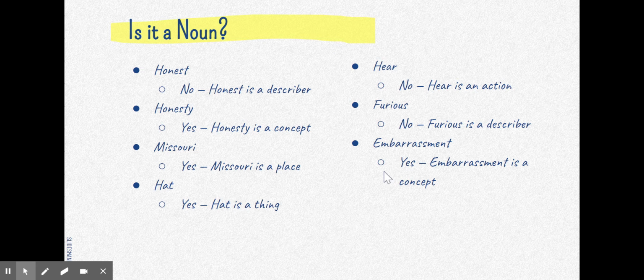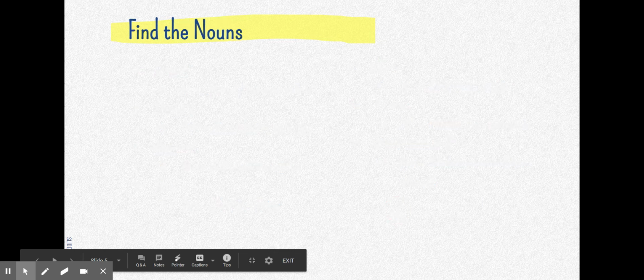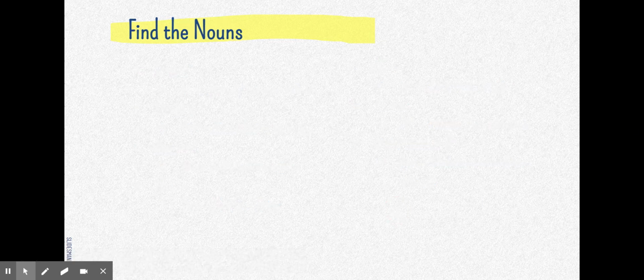So take a moment here and make some notes about how you did. If there's any that you missed, maybe take a note about why it is or isn't a noun so that you know for the future. Now we're going to go through some examples. So what you should do for each one is find all the nouns in the sentences and highlight them. There's instructions for how to highlight on your digital notebook.